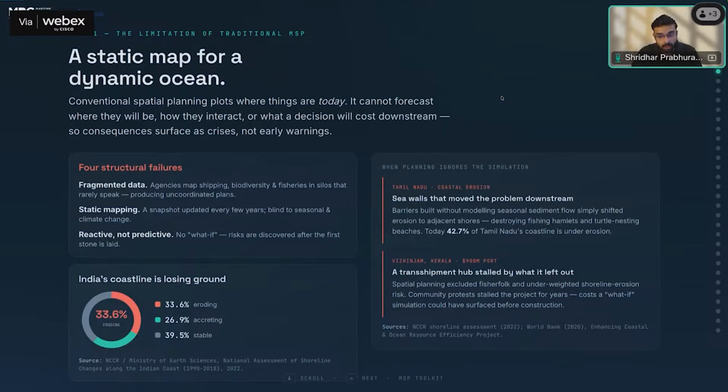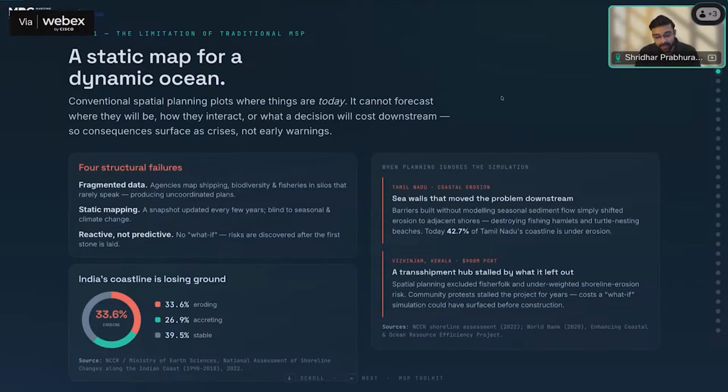One in Tamil Nadu back in 2022, if I remember correctly. We had coastline erosion, which is not something new for the Indian Ocean region. Like 33.6% of India's coastline is already eroding. Now, what we did back in Tamil Nadu to tackle this coastline erosion is we basically built sea walls, or what we call groins, to essentially restrict the erosion.